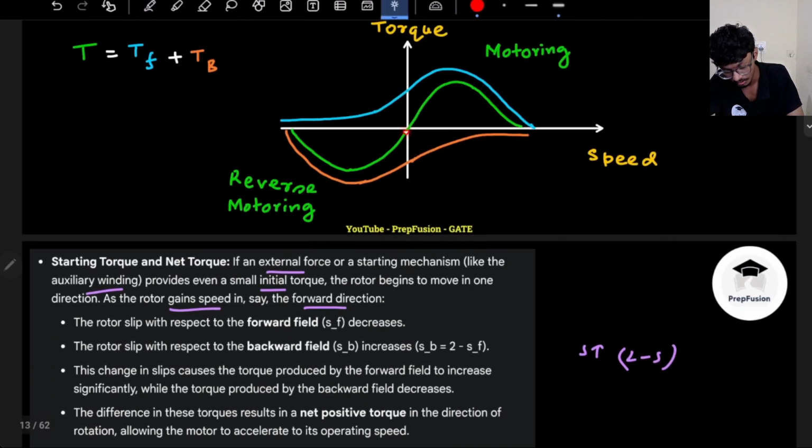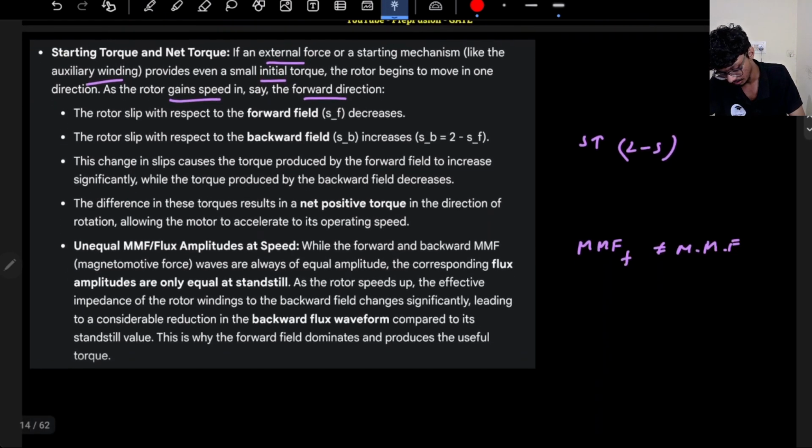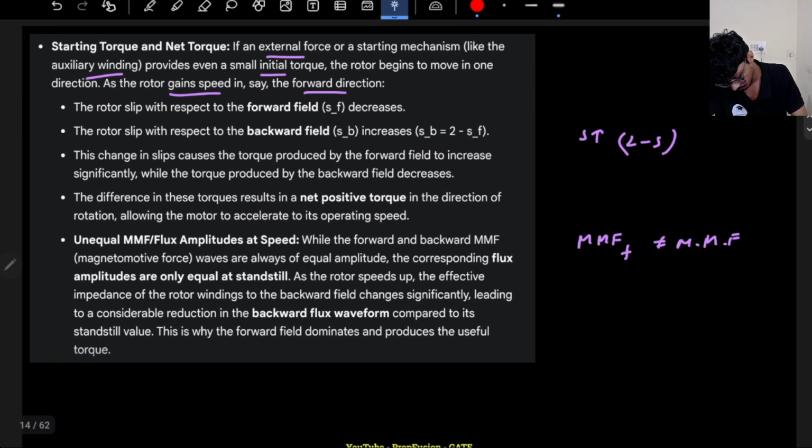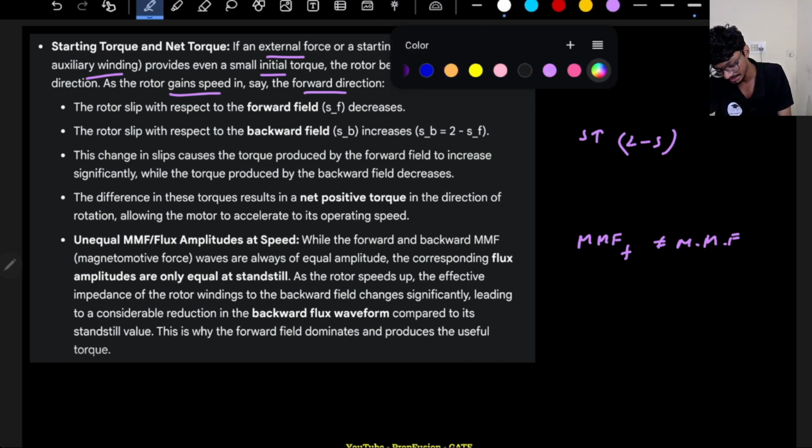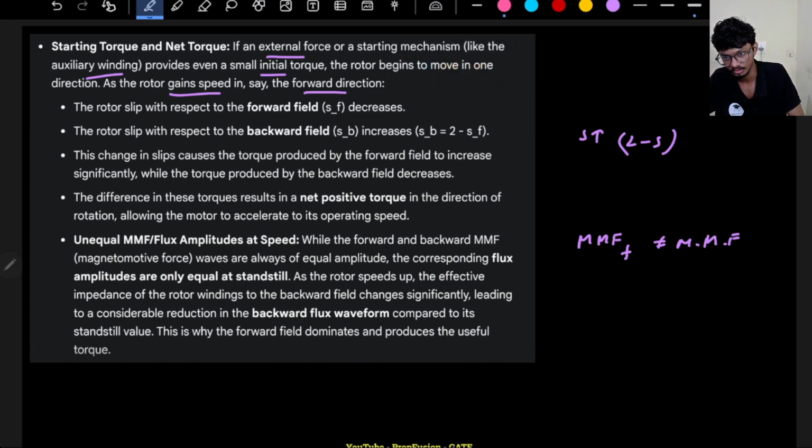Because at starting the torque is 0. So the flux amplitude by the forward MMF and the backward MMF will not be equal. MMFs always will be equal, flux magnitude will not be equal. MMF is current into number of turns. So current is always constant in the stator field, right? So MMF produced will be always equal. But the flux amplitude will not be equal.